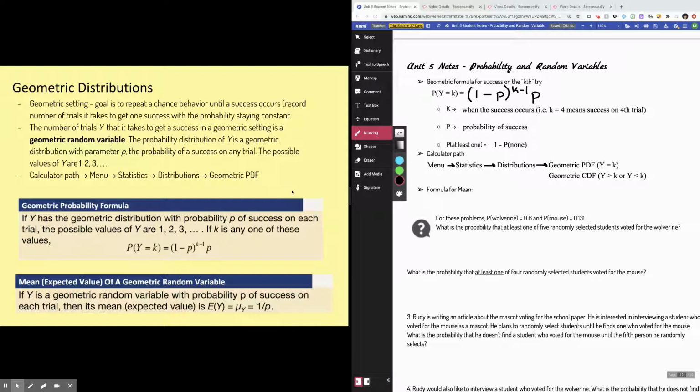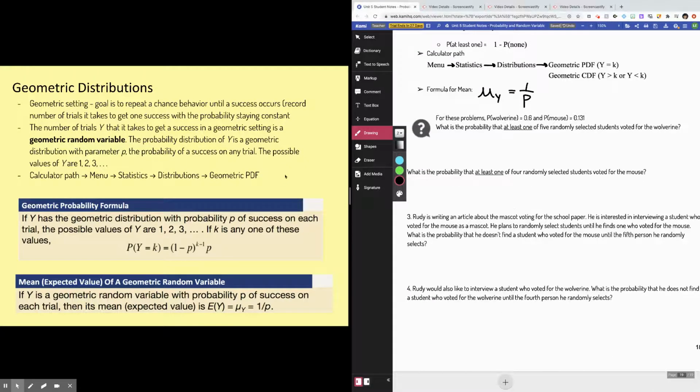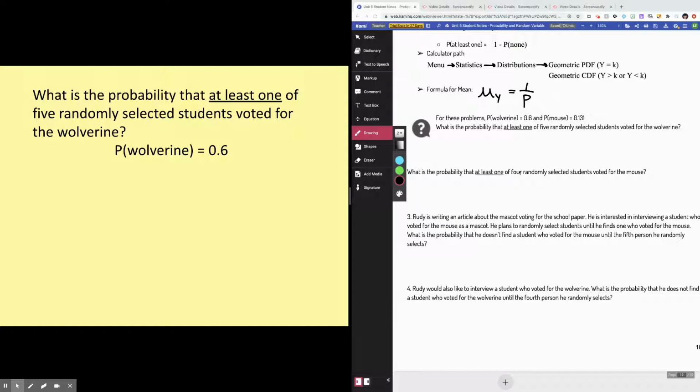Okay, for binomial distributions, you have a formula for mean and standard deviation. There's not really a formula for standard deviation for geometric, but there is a formula for the mean. The way that you calculate the mean or expected value of a geometric distribution is you do 1 divided by p, which is the probability of success.